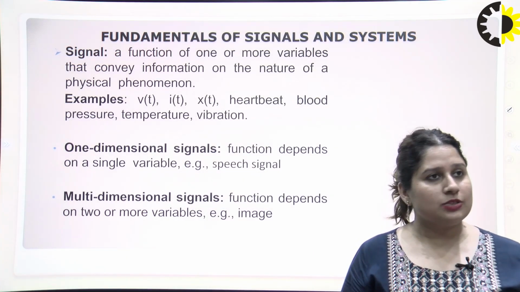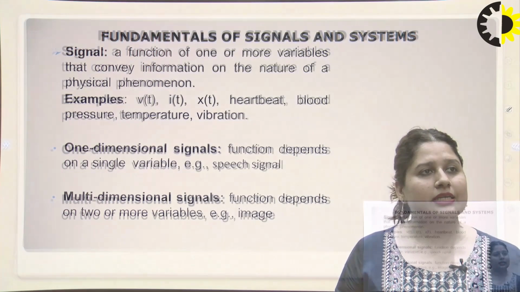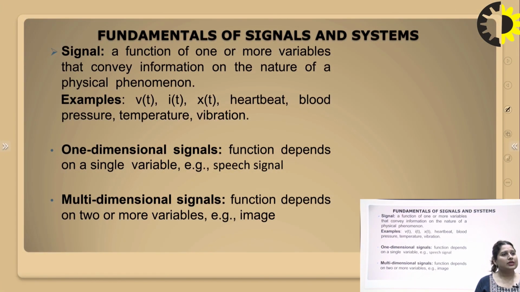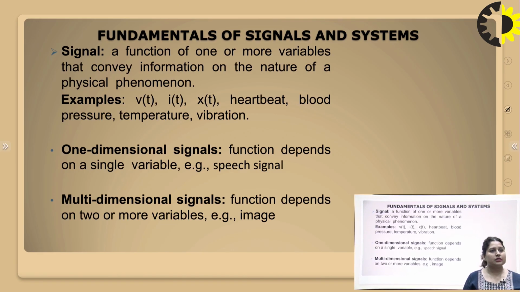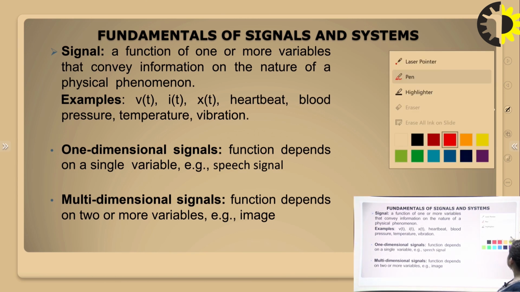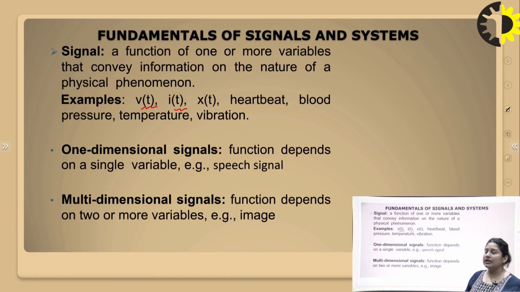So signals, as you can have, that is a very small thing that will convey information on the nature of a physical phenomena. So you can say that it is a kind of a function of one or more variables that convey information on the nature of any physical phenomena. For example, here there are some examples written over here. That is, first one is the voltage with respect to time, second is the current with respect to time, and similarly we can define a signal, that is x of t.